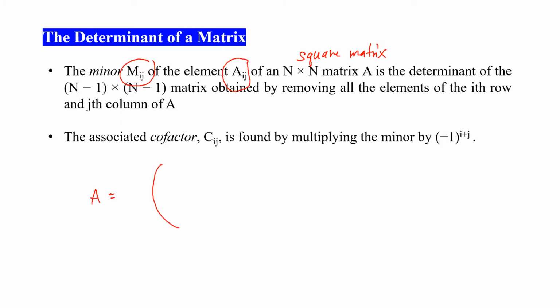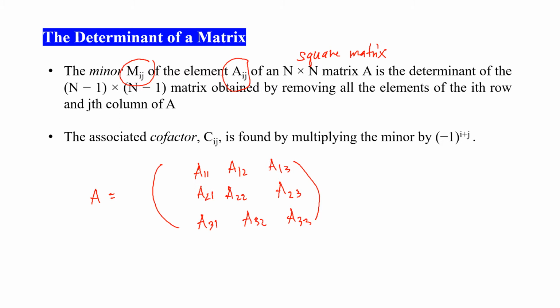So this is how you write your matrix A. You have your A11, A12, A13. You have your A21, A22, and A23. Then we have your A31, A32, and A33. So you can select any element of your matrix, any element Aij.